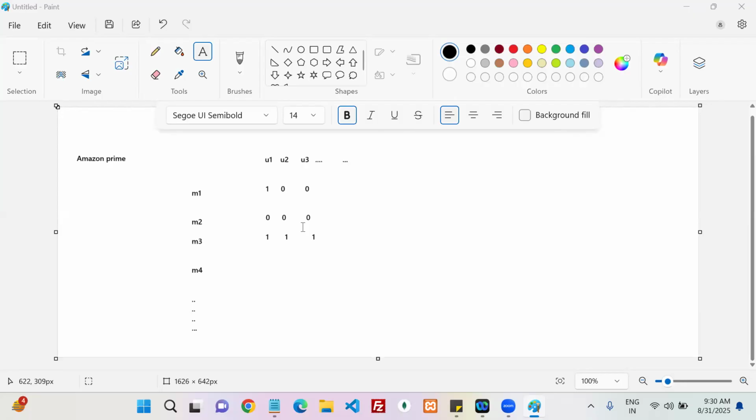Linear algebra is mostly vectors and matrices. A vector is nothing but a single row or single column. A matrix is nothing but multiple rows and multiple columns. On this matrix, this is one kind of scenario.